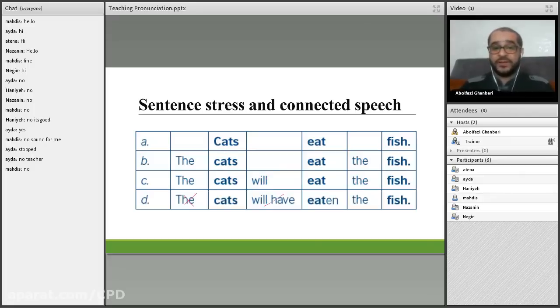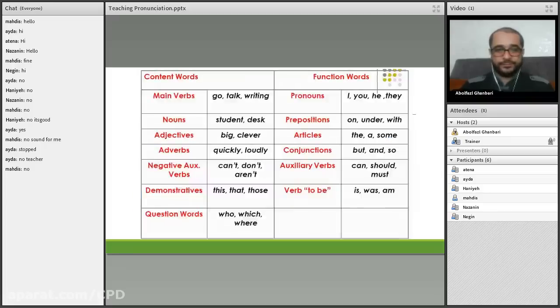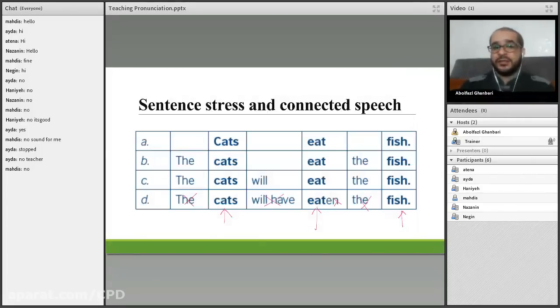They will have eaten the fish. Again, in all of these sentences, the main words are cats eat fish. 3 words. The words that carry the meaning, like cats eat fish, we call them content words, and the words used for showing the grammatical structure are called function words.